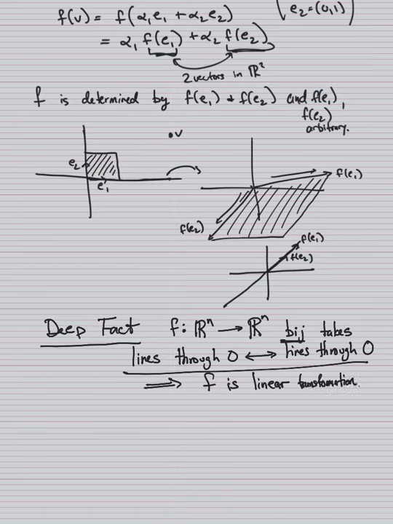So that's a geometric picture of what you can imagine is going on here. As long as you take any function from Rn to itself that preserves these lines through the origin, that's a linear function. That's what we're dealing with.